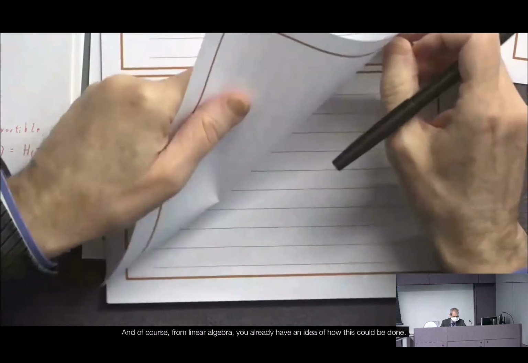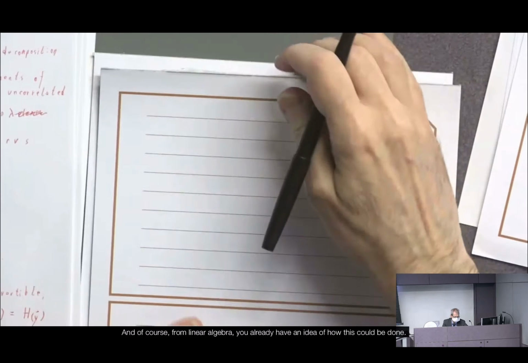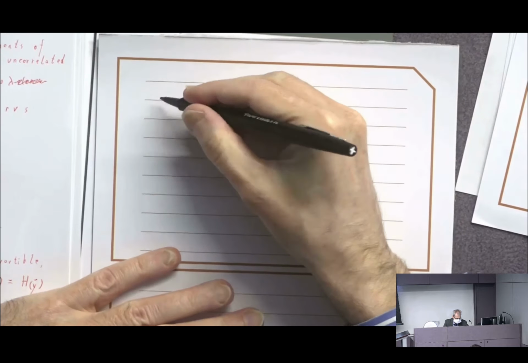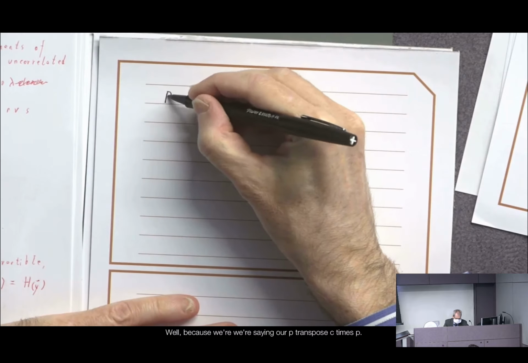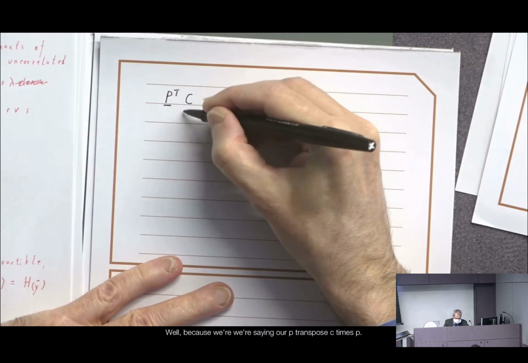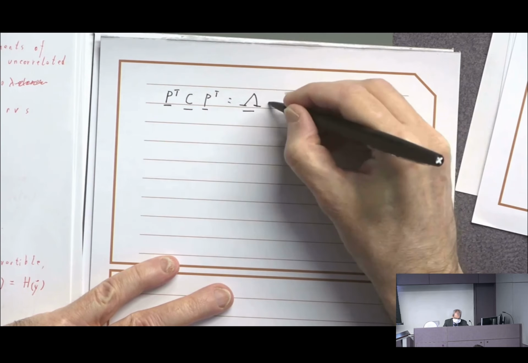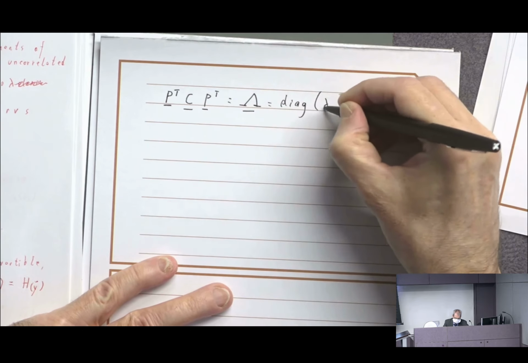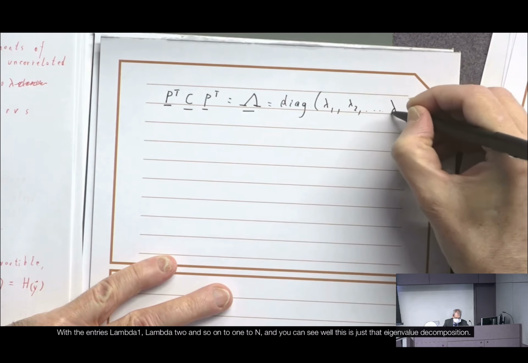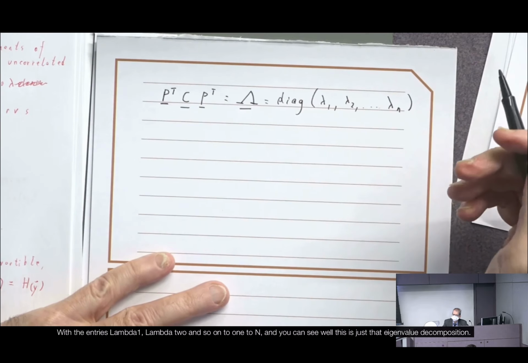And of course, from linear algebra, you already have an idea of how this could be done. Because we're saying our P transpose C P has to be a diagonal matrix lambda with the entries lambda 1, lambda 2, and so on to lambda n. And you can say, well, this is just an eigenvalue decomposition.